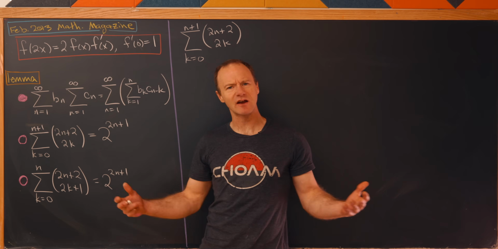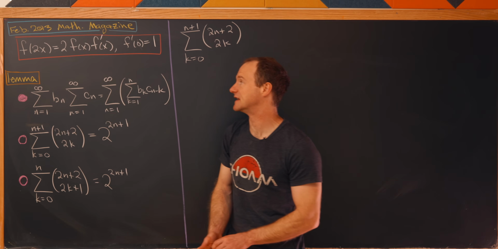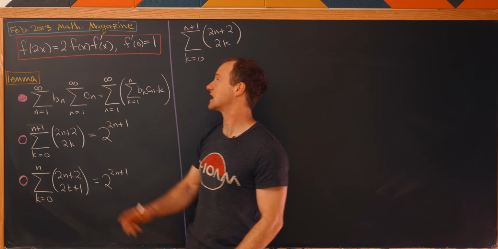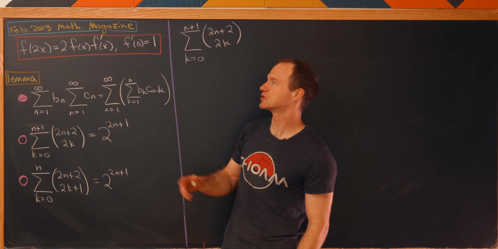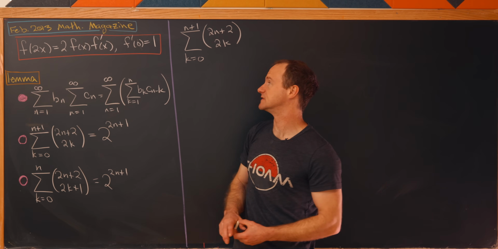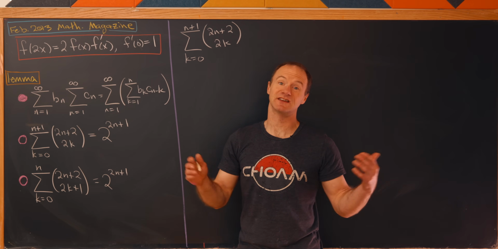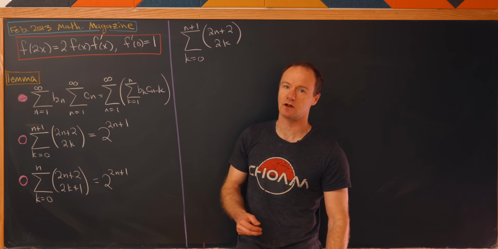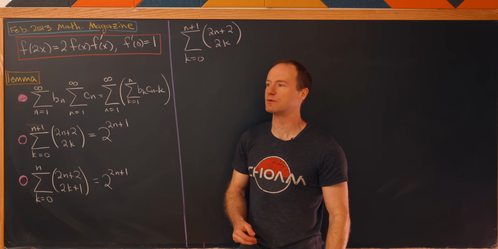Our final goal here will be to solve this equation: f evaluated at 2x equals 2 times f of x times f prime of x, where we have this pseudo initial condition of f prime of 0 equals 1. But before we look at this main goal, we need some lemmas to help us along the way, one of which we will not prove and two of which we will prove.